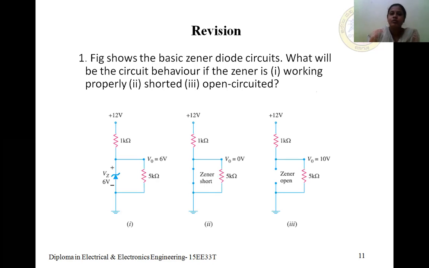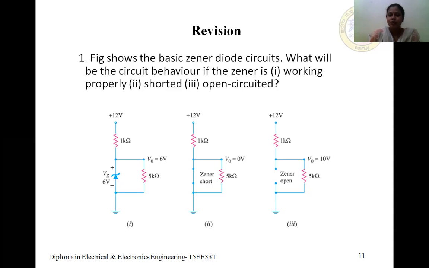So next, there is a small quick quiz question. The figure shows a basic Zener diode circuit. What will be the circuit behavior? So there are three circuits here. In these three circuits, let me see how the Zener diode behaves. Behavior of a Zener diode in these circuits. The first is working properly.